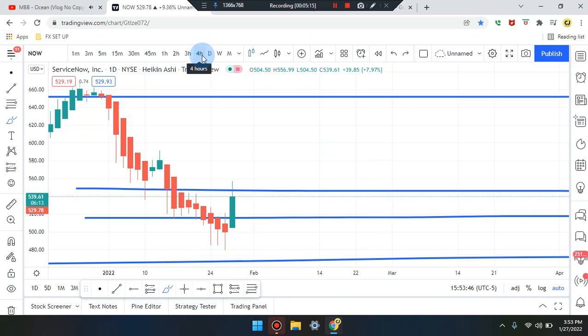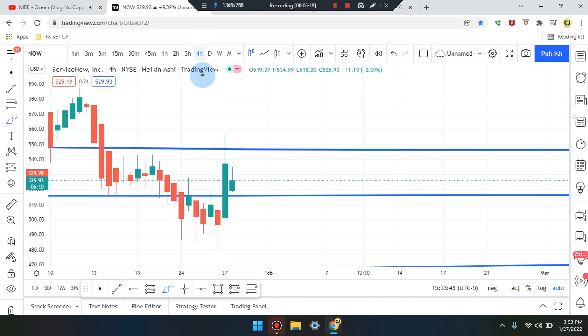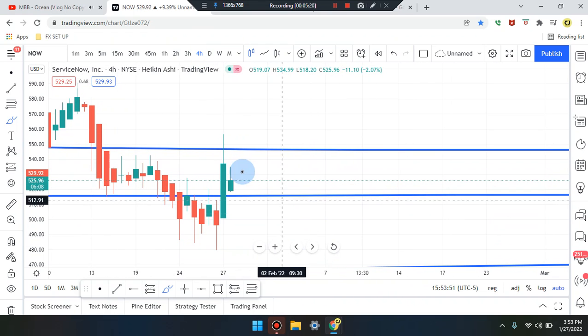Headed down to the 4-hour. And now we can clearly see the market's price action candle.